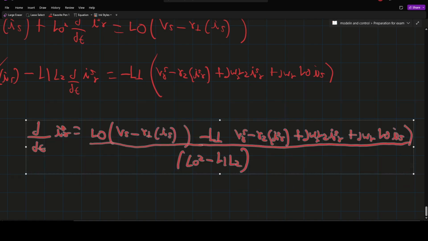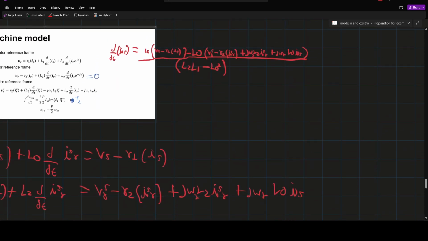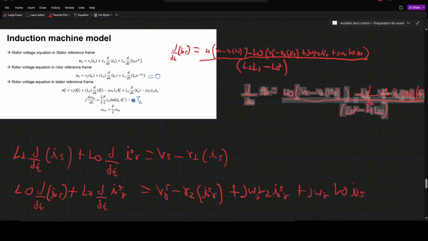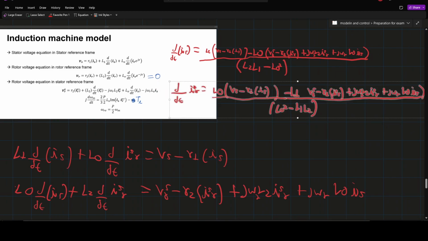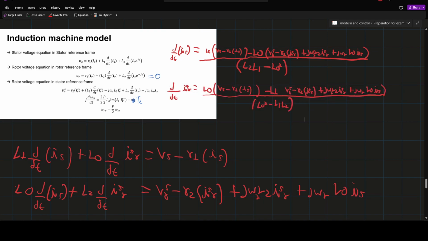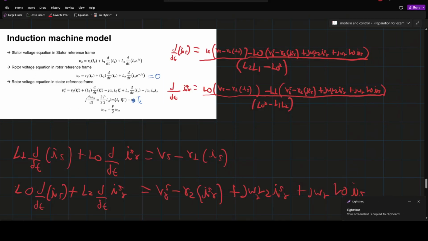And this is our equation for our ISR. I forgot to factor out that term too. Okay. Sorry about that. That's a mistake I should watch out for next time.